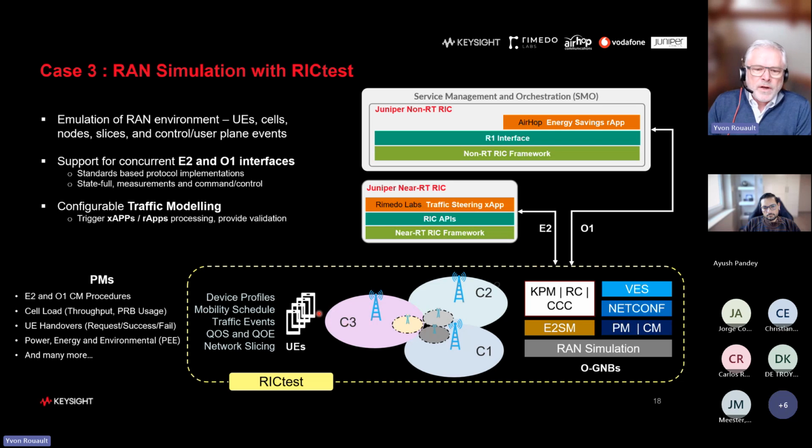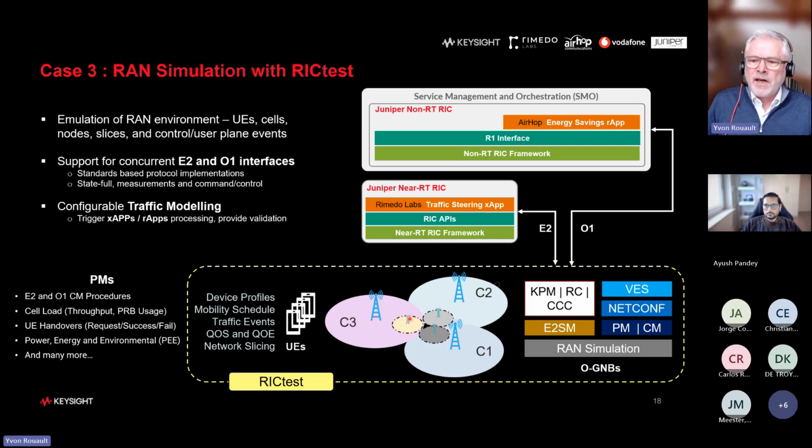So what we're going to do with the RIC test, we're going to play with multiple devices and different profiles, like I said, based on the Vodafone traffic profile provided. A mobility schedule, we can move, of course, the UEs from a cell to another, like in real life. We can play with the different QoS, QoEs, different traffic at the application level, and using network slicing if available. I mean, that's not a mandatory thing, but that's a possibility as well.